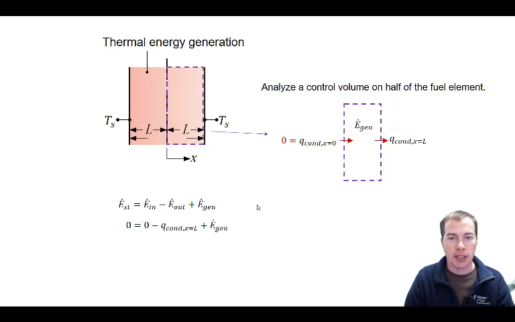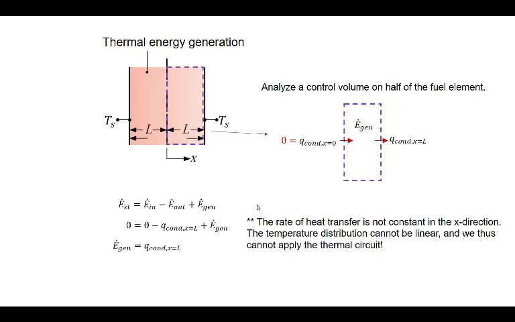Solving this, we see that the heat transfer energy balance equation on this finite volume tells us that the rate of thermal energy generation within the fuel element must equal the rate at which that energy is transferred out of the fuel element at its surface. Note that the rate of heat transfer is not a constant in the x direction. The rate of heat transfer at x equals 0 is 0. This is a symmetry plane, but we have just identified that the rate of heat transfer at x equals L, at the surface of the fuel element, is not 0.